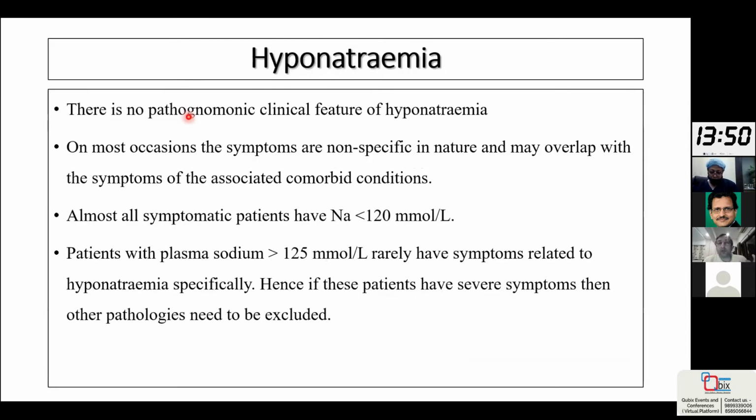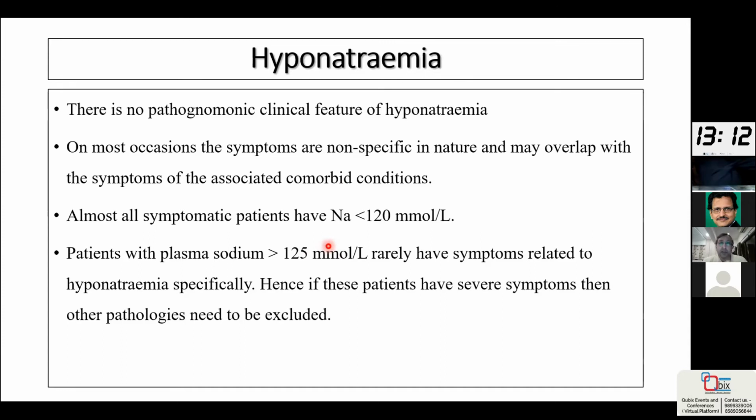There is no pathognomonic clinical feature of hyponatremia. You cannot say this is due to hyponatremia. Most of the time, the symptoms are non-specific in nature and may overlap with the symptoms of associated comorbid conditions. Symptomatic patients, almost all of them have a sodium of less than 120. Patients with plasma sodium more than 125 usually don't have the symptoms which usually occur with hyponatremia.